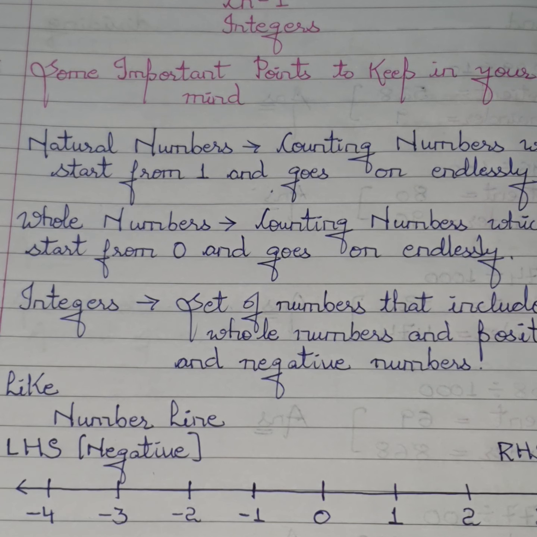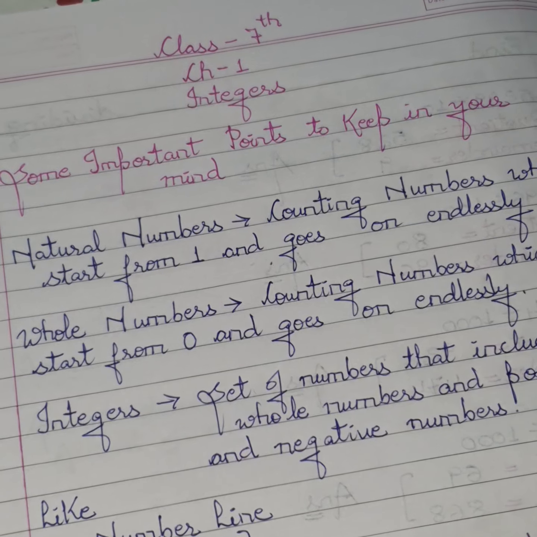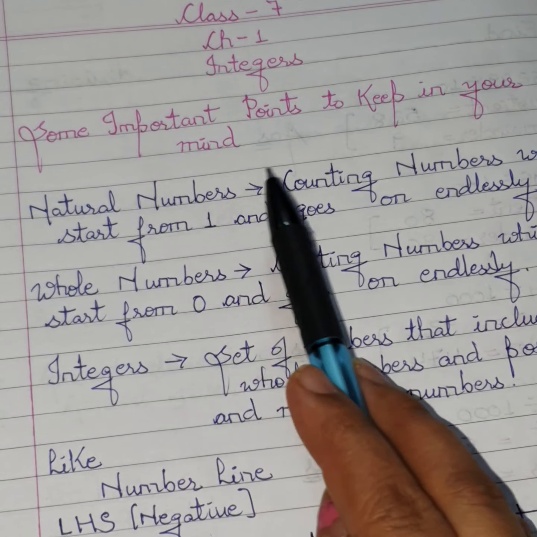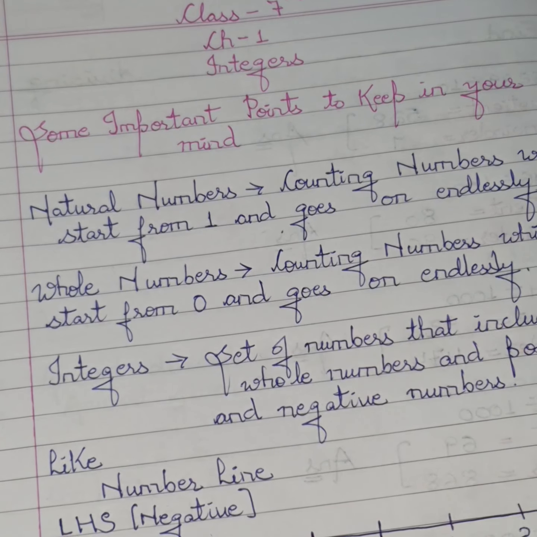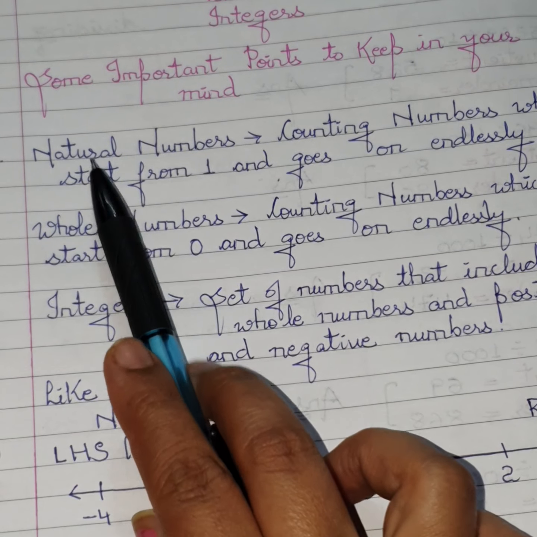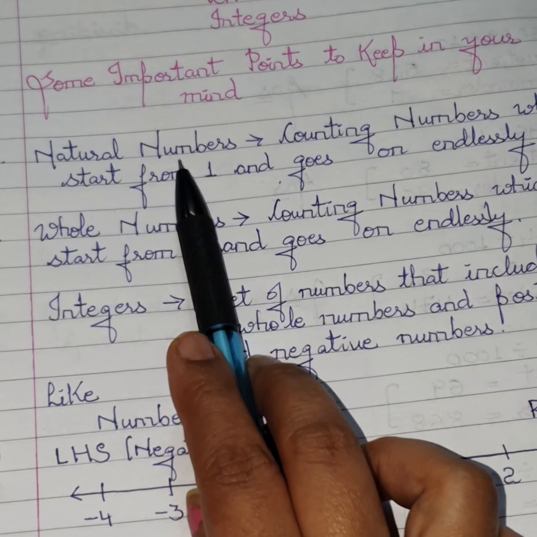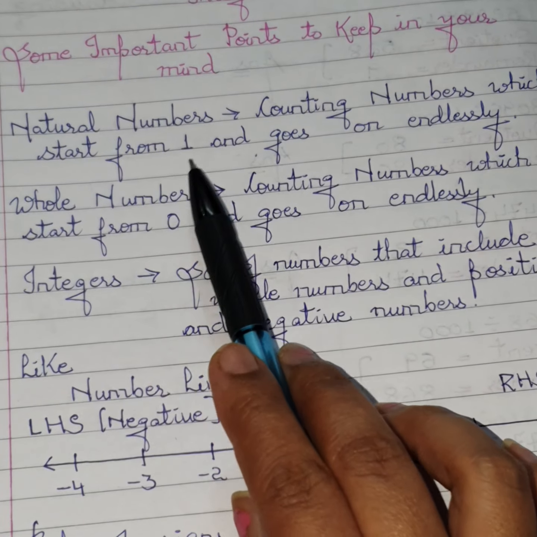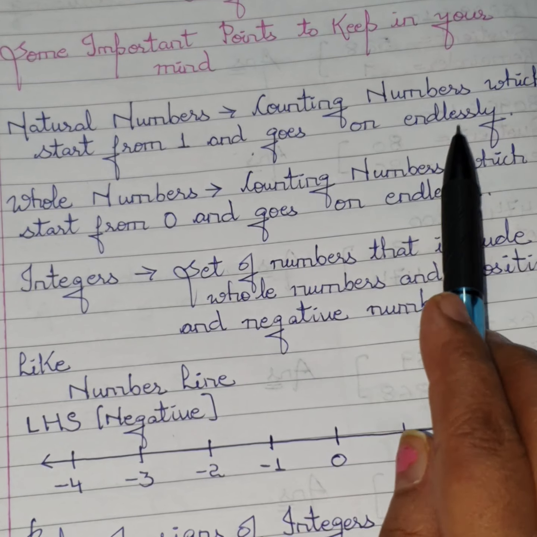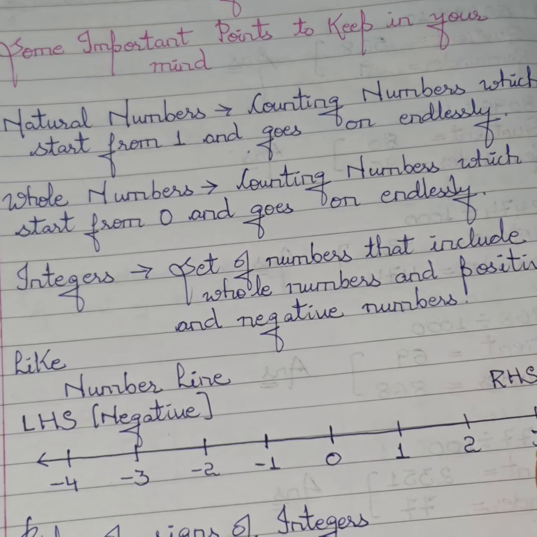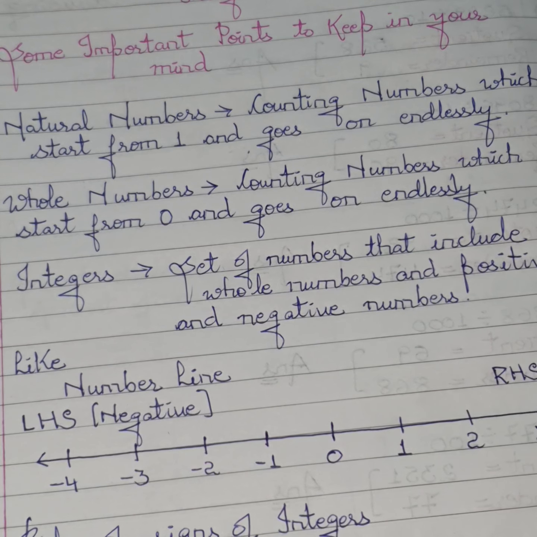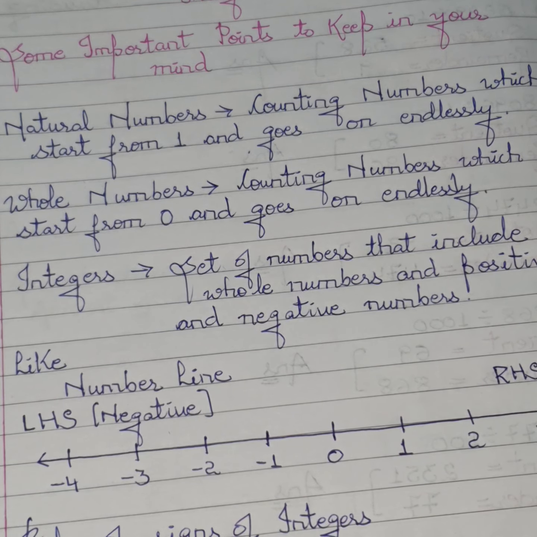Fine students. So let's begin. Your first chapter is chapter number 1. First of all, I am explaining some points which you have to keep in your mind. First of all, what are natural numbers? See students, natural numbers are normal counting numbers which start from 1 and go on endlessly. Means it is normal counting which starts from 1, 2, 3, 4, like this it goes on and on, because you know counting never ends.